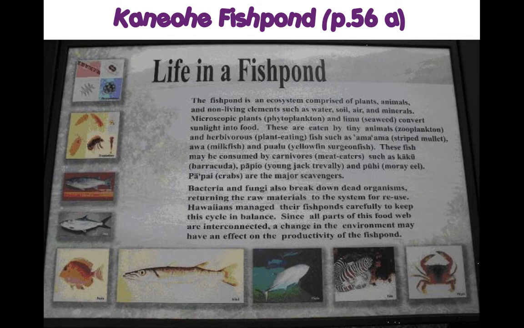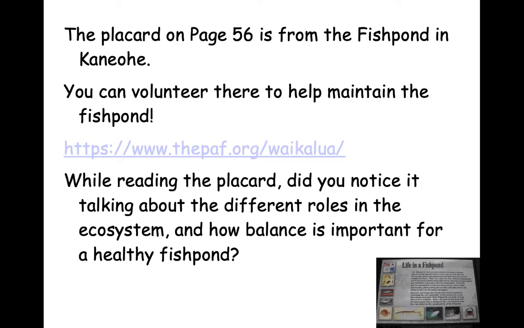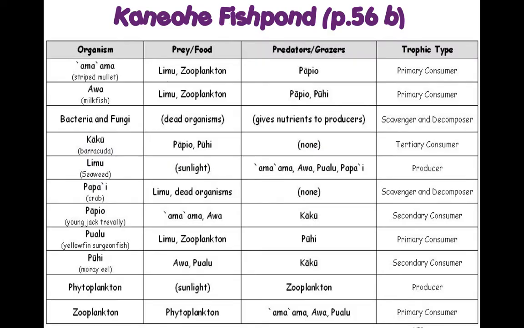So as you can see, this is a really good placard because it shows how each organism has a different role in the fish pond, and that it's really important to keep the balance of the organisms. If you don't have the balance, the whole fish pond can collapse. Right. So what today's lesson is for you to do is to create a food web.